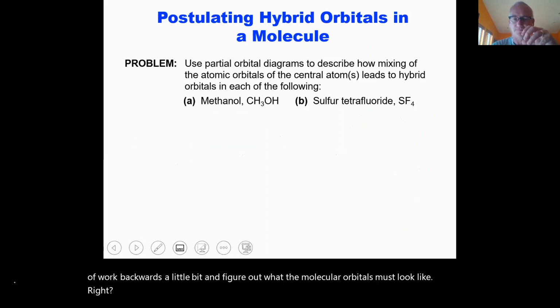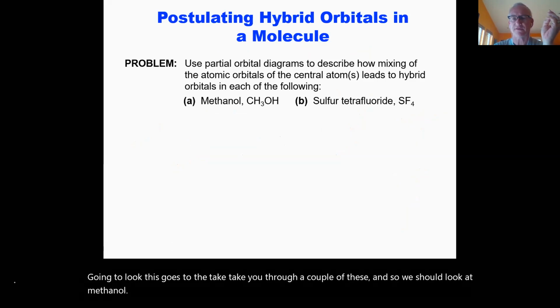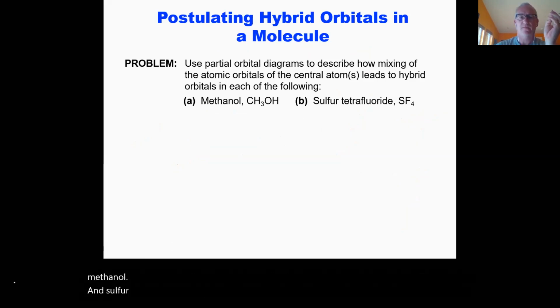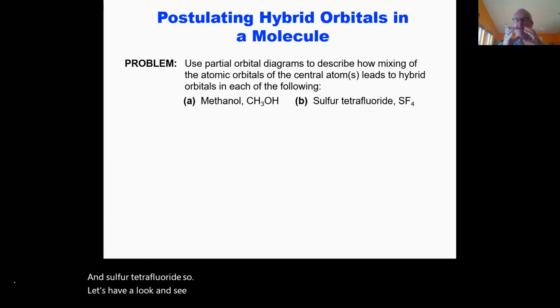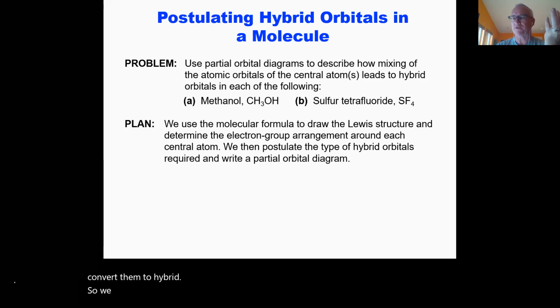All right. So I'm going to take you through a couple of these. We're going to look at methanol and sulfur tetrafluoride. Let's see how we use the atomic orbitals of the central atom and then convert them to hybrid. We basically use the Lewis structure to figure out the arrangements of the electrons.